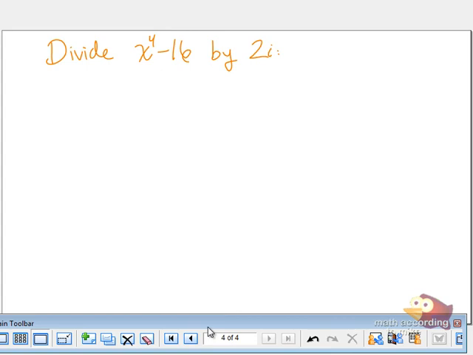What goes in the box? 2i. Oh, you know what? That's not actually proper notation, now that I think about it. It should be x minus 2i. X minus 2i. Now we're better. So 2i still goes in the box, because it's the complex root. What goes next to the box?